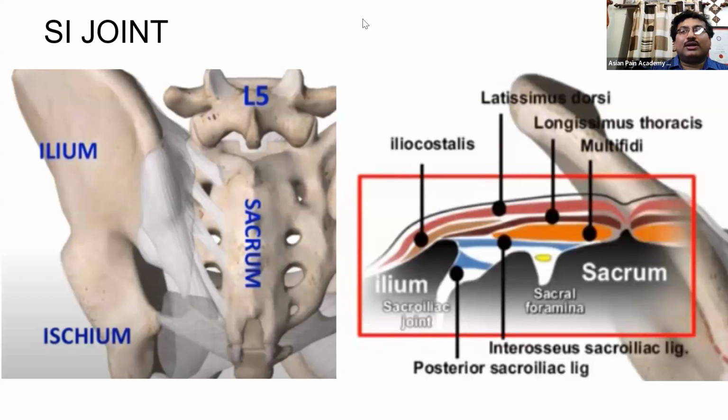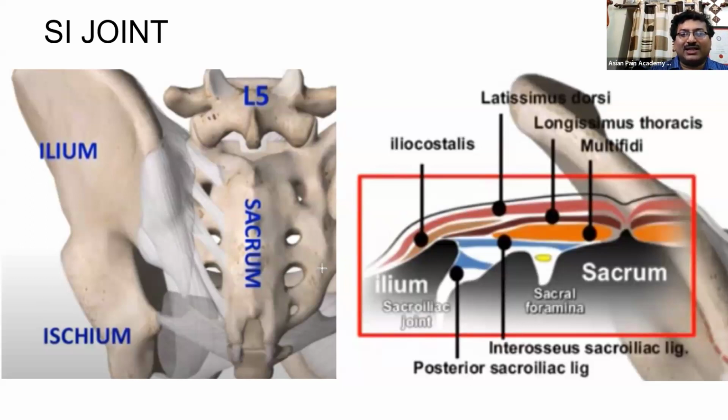Okay, so as a landmark, the posterior superior iliac spine is a very important landmark. We have to first palpate the posterior superior iliac spine. Then from that area, we can start scanning downwards. And here, usually, we find this structure when we look at this point.